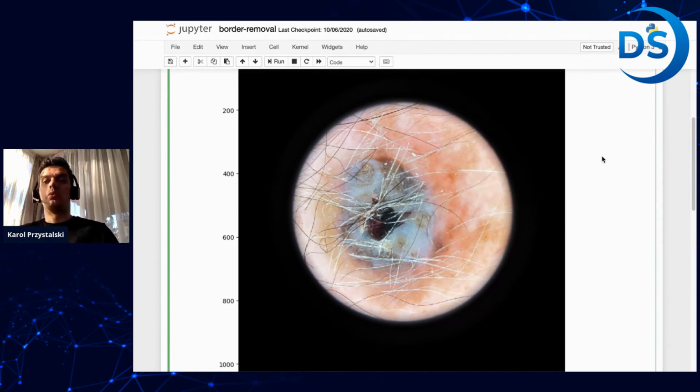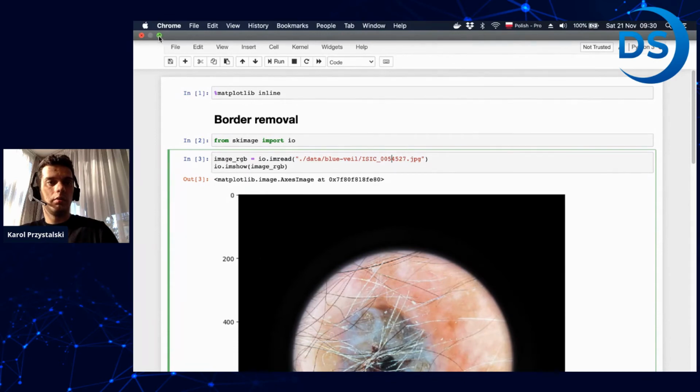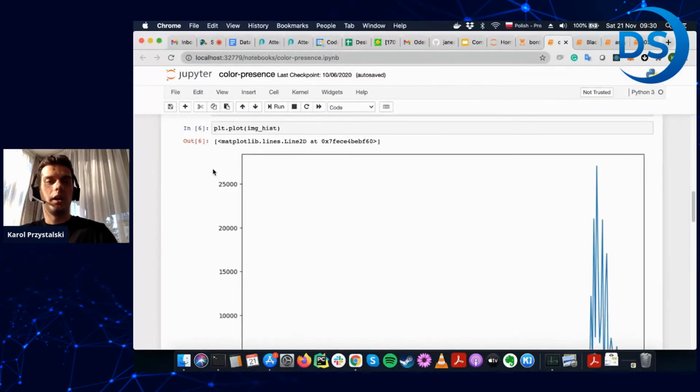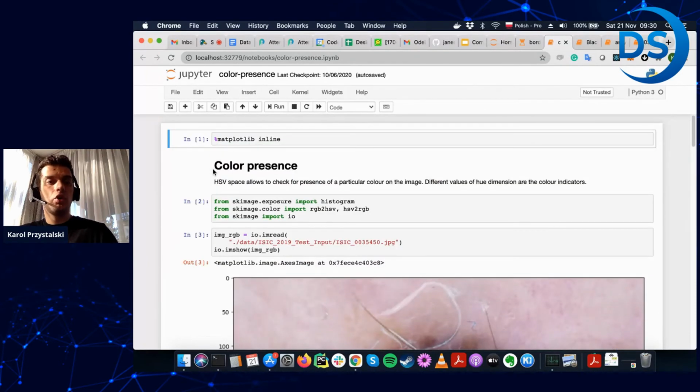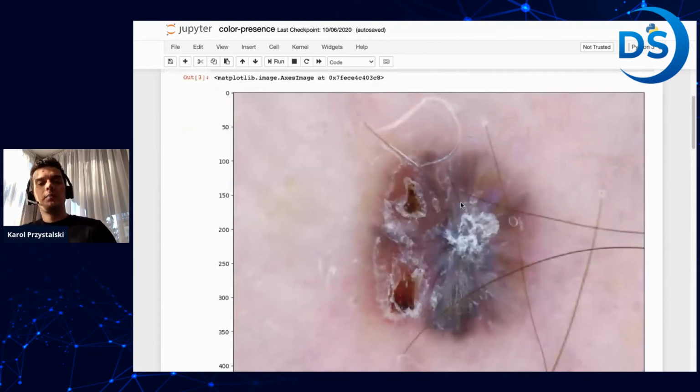So the border removal. The other thing that we also do, a second, just to switch to another notebook. Here we go. So is the color presence. The color presence. What does it mean? As you saw on some of the other images that I showed you before, there are different colors that you can see here on the image.